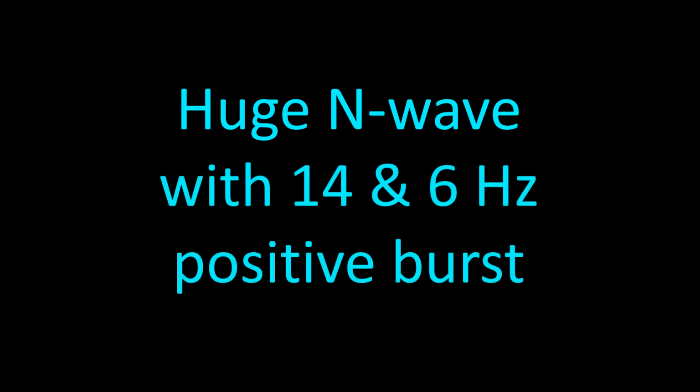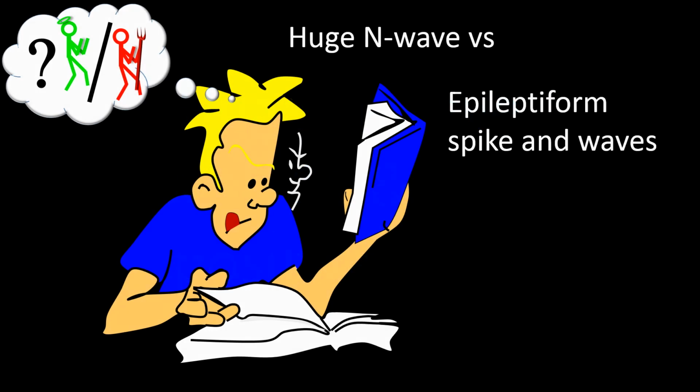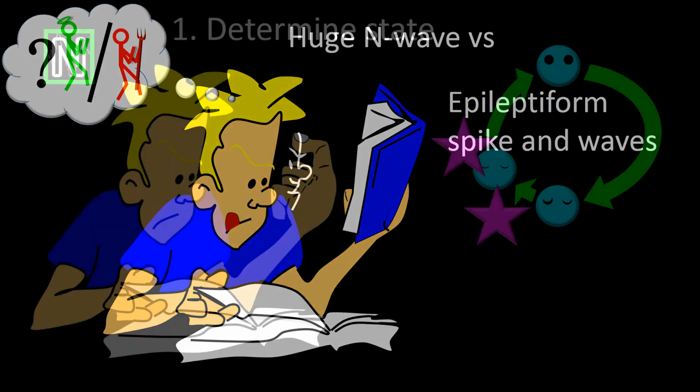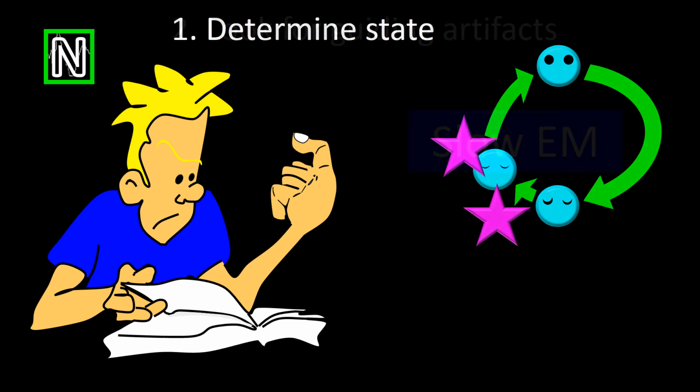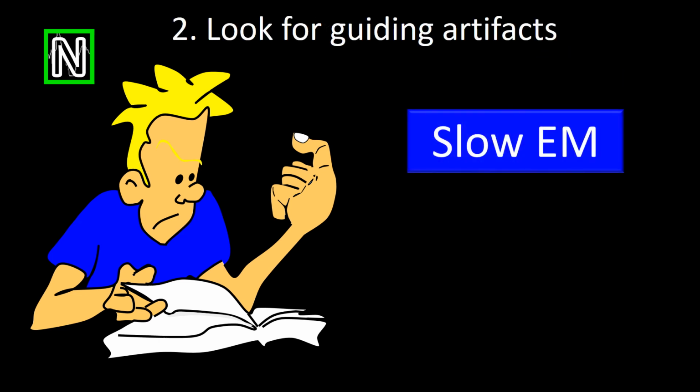Huge N wave is also linked to 14 and 6 positive burst. It must be distinguished from epileptiform discharges, especially from those usually associated with generalized seizures. They occur during drowsiness or early sleep. They may be associated with slow extraocular movements when they occur during drowsiness.